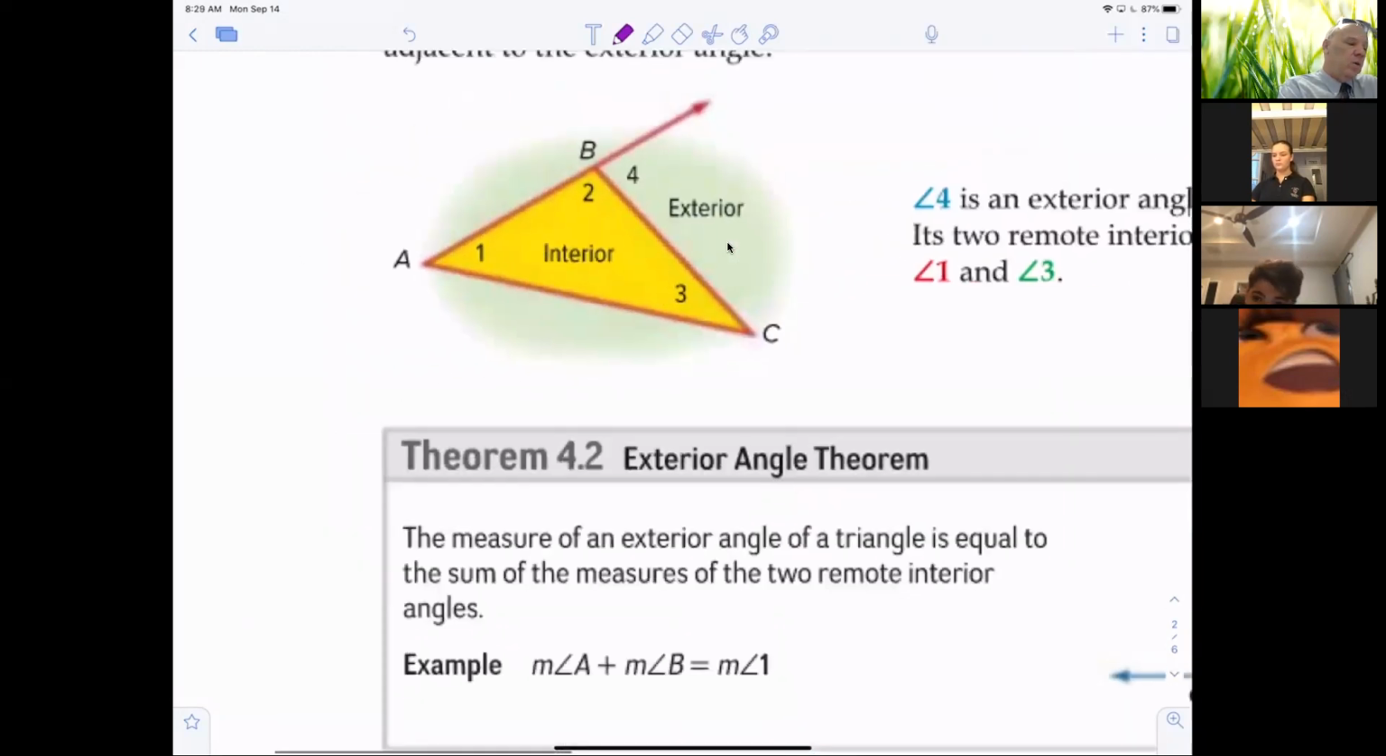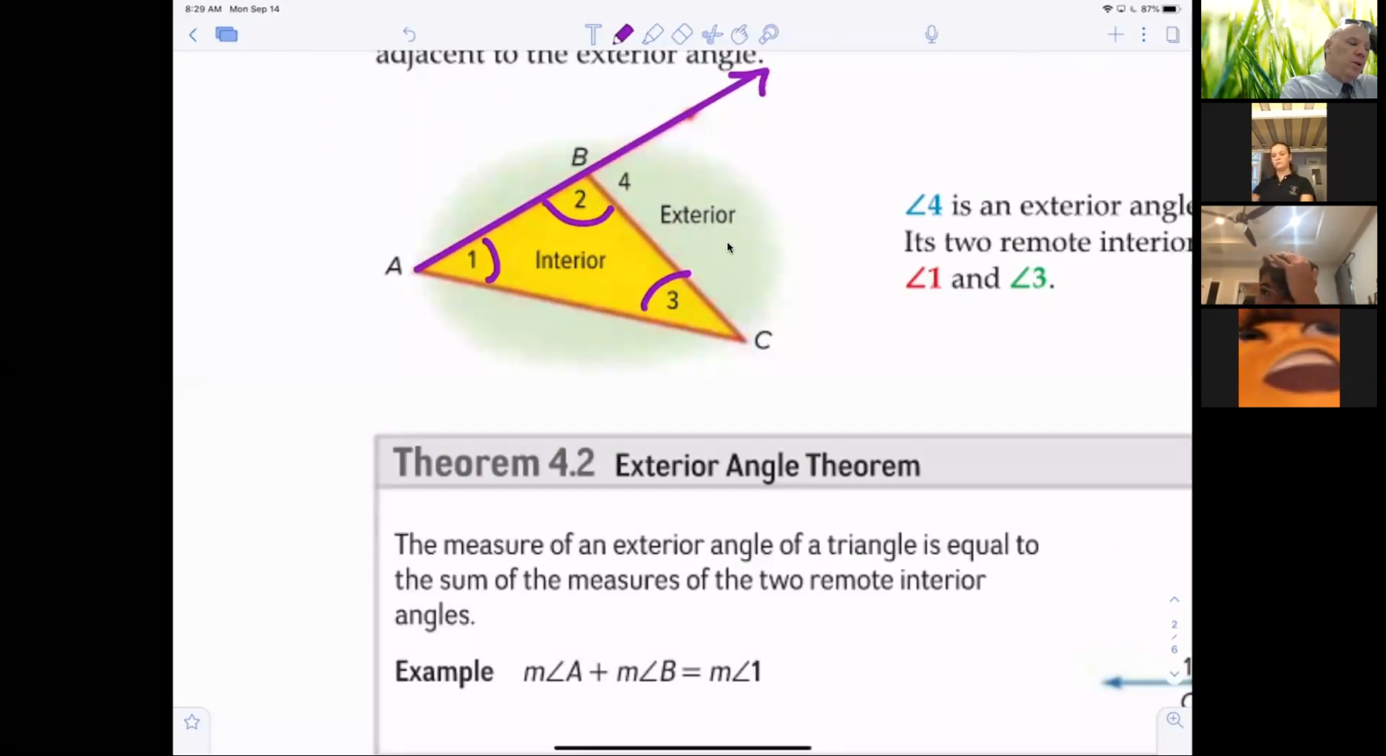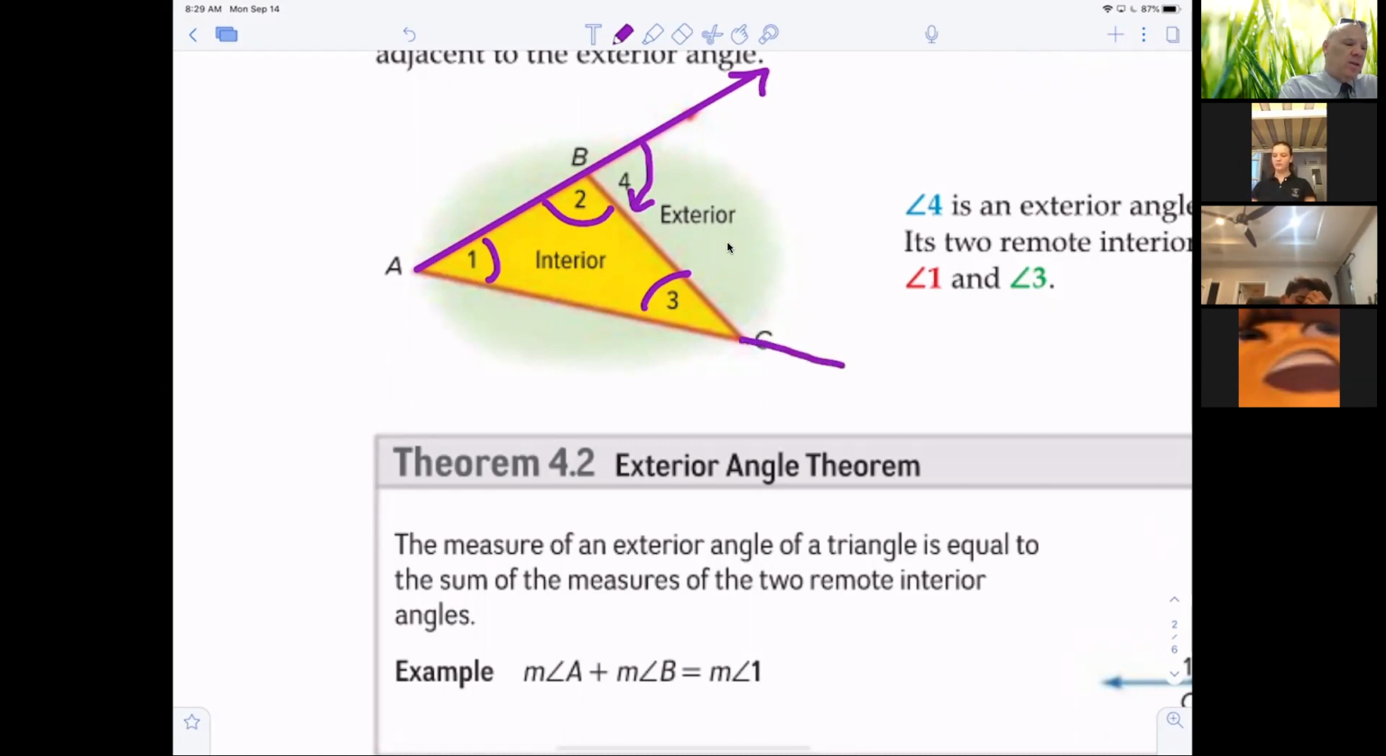So what they're saying is angle 1, angle 2, and angle 3 are called interior angles. If you were to extend segment B, then you create a what? This angle 4 is considered a what? That's considered an exterior angle. If I were to extend this, this would be considered a what? Exterior. And the same thing over here. If I were to extend this, that would be considered a what? Exterior angle.